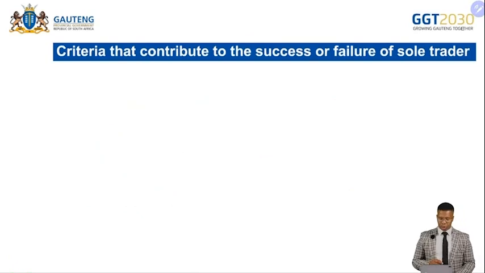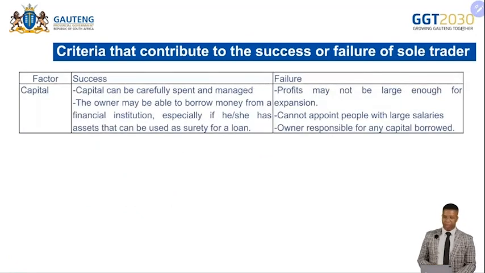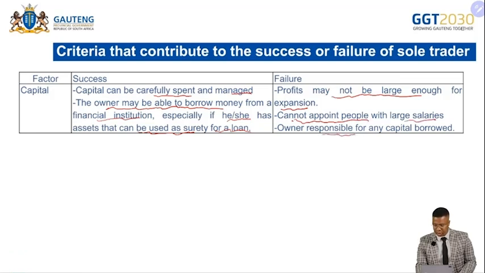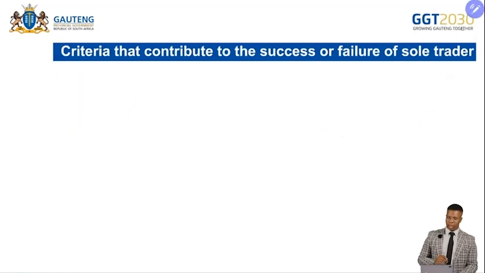Then we also look into the capital needed for a sole trader. Capital can be carefully spent and managed. That is one advantage or success, and the owner might be able to borrow money from the financial institutions, especially if he or she has assets that can be used as surety for that particular loan. However, failure is that profits may not be large enough for expansion. And then another one is that they cannot appoint people with large salaries and the owners are responsible for any capital borrowed.